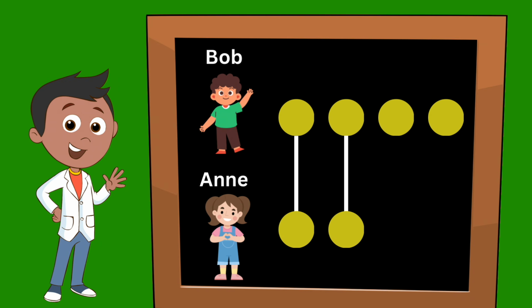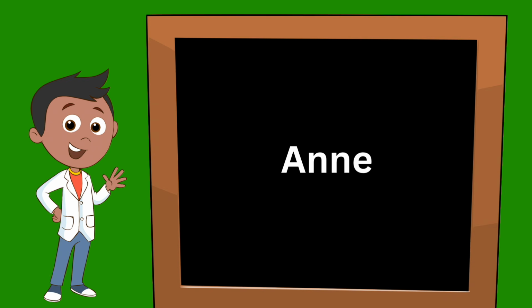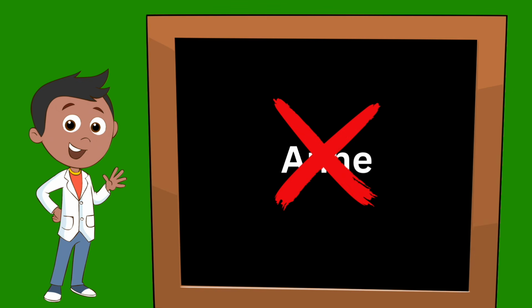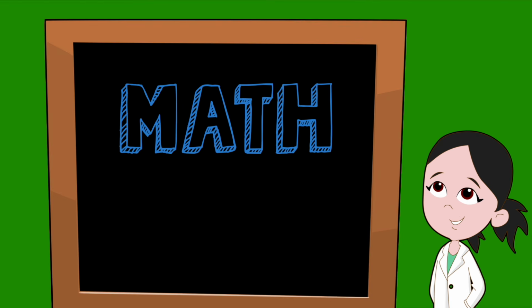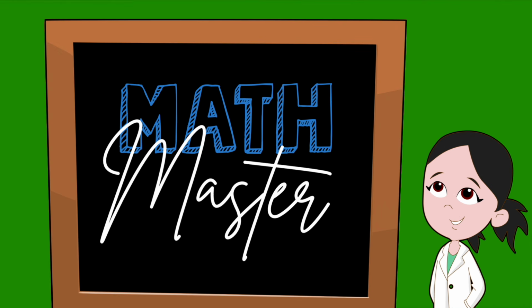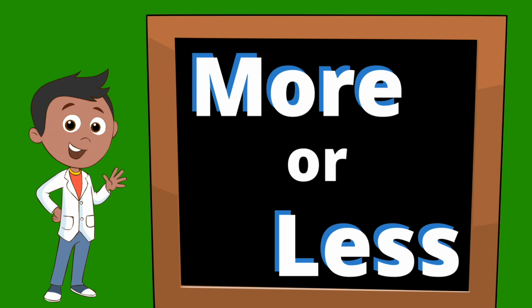But our question asked, who has less? Ann has less. So do we just write Ann? No, we want to be more specific. So we're going to write Ann has less. Wow, what a great job. I think you might be becoming a math master. You seem to have mastered more and less.